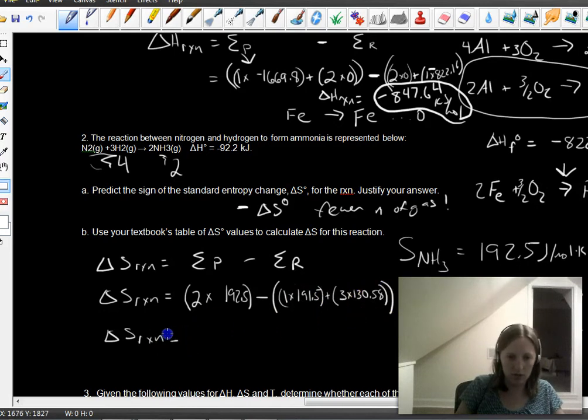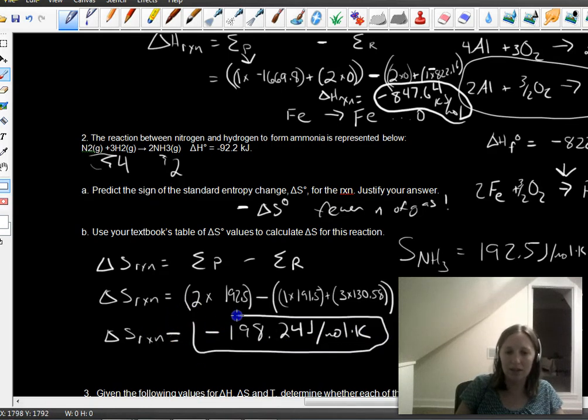which is equal to negative 198.24 joules per mole Kelvin. Now, what's nice is it's negative. We care because we predicted that it would be negative. We said, yeah, I bet it's going to be negative because we've got fewer moles of gas. So we've got a decrease in the amount of entropy. Things are getting more ordered. And so that is what we got. We see that we've got a negative value for our entropy. So the entropy is decreasing.